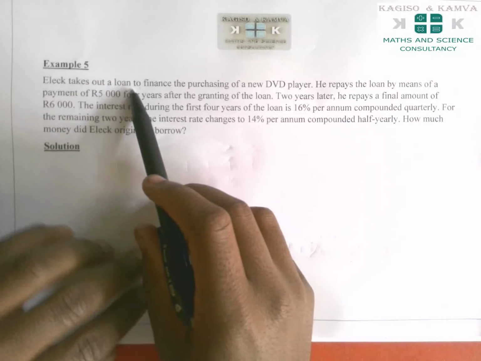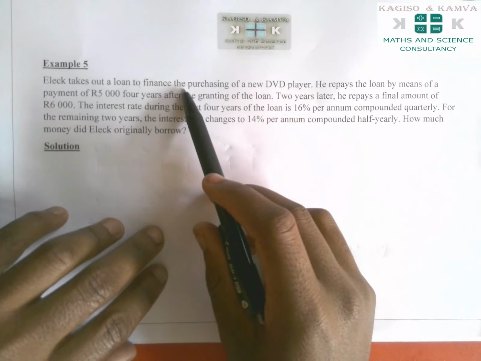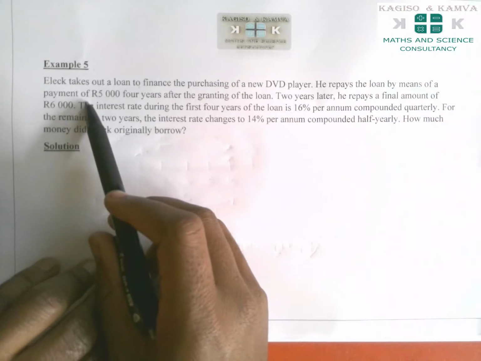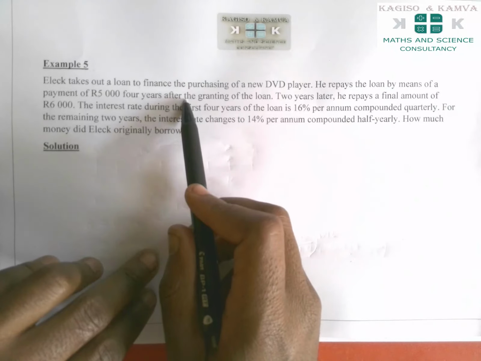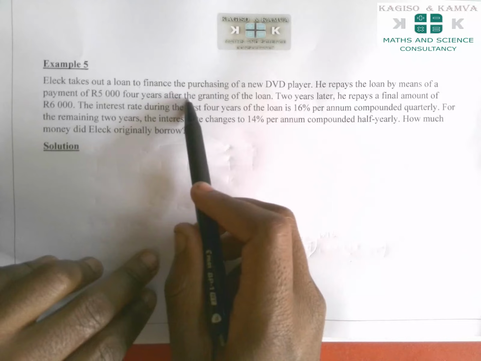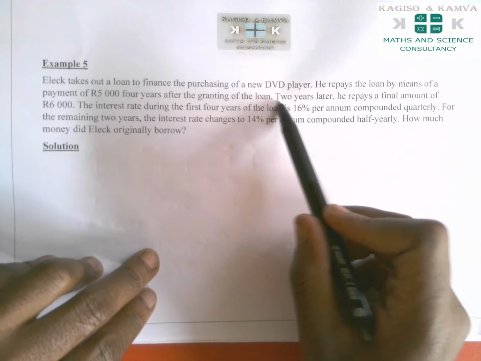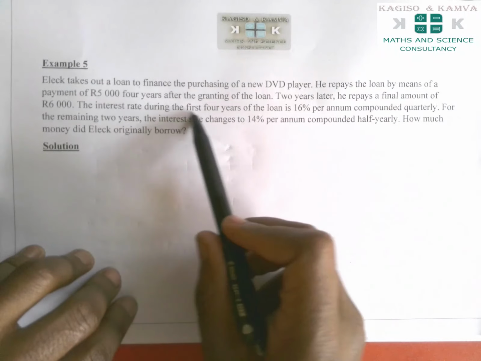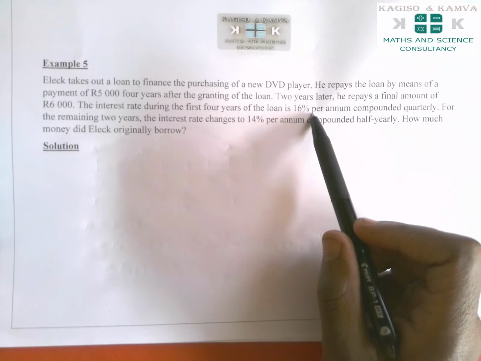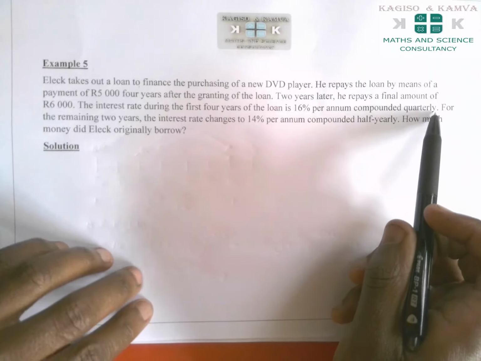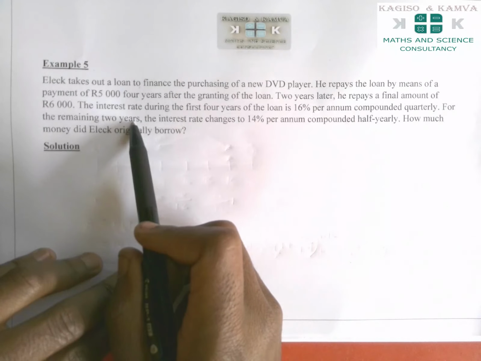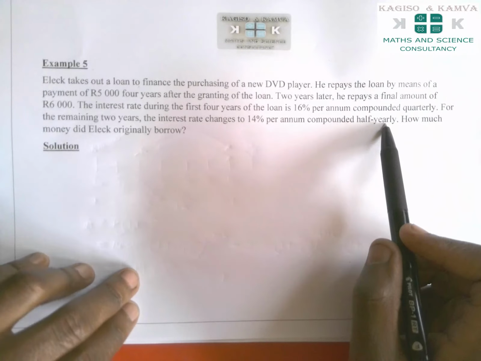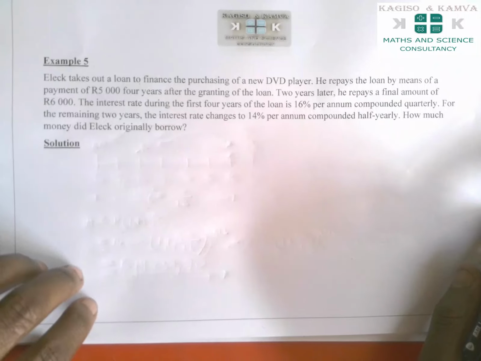Alec takes out a loan to finance the purchasing of a new DVD player. He repays the loan by means of a payment of 5,000 4 years after granting the loan. 2 years later, he repays a final amount of 6,000. The interest rate during the first 4 years of the loan is 16% per annum, compounded quarterly. For the remaining 2 years, the interest rate changes to 14% per annum, compounded half yearly. How much money did Alec originally borrow?